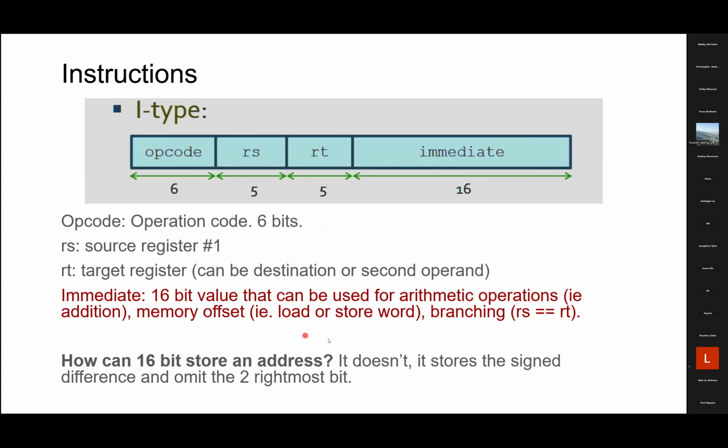For branching and memory offset, the question is, how can we store an address with only 16 bits? The answer is, we don't. It actually stores the signed difference between, in this case, RS, yes, the signed difference between RS and your target address, and it omits the two rightmost bits.